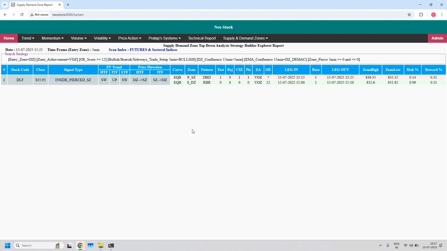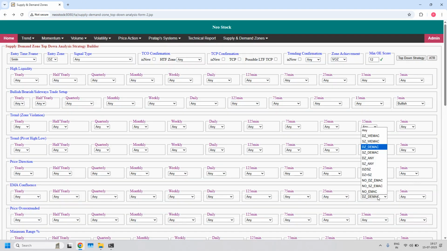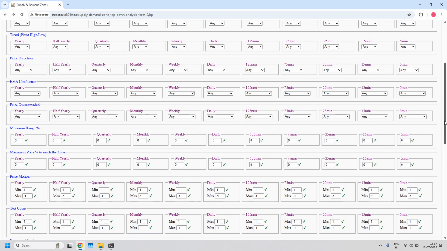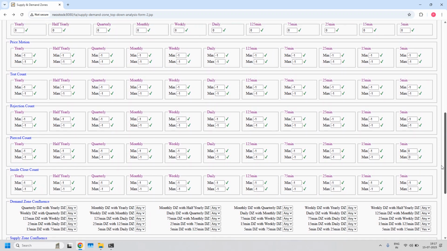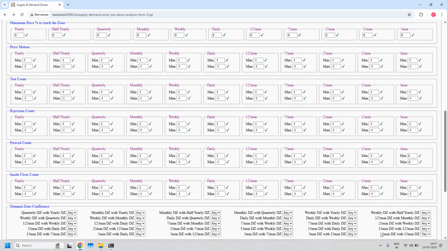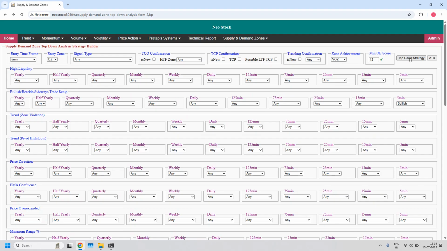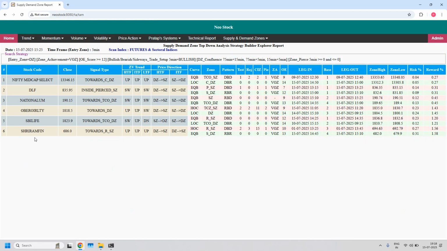Okay, next we will look into LTF, ITF and HTF demand zone confluence supported stocks. I am going back, removing this EMA filter. In the demand zone confluence, I am setting 3 filters. First filter is already enabled. Next, 5 minutes and 75 minutes demand zone confluence, and 15 minutes and 75 minutes demand zone confluence. With all the 3 filters, we got 6 stocks.